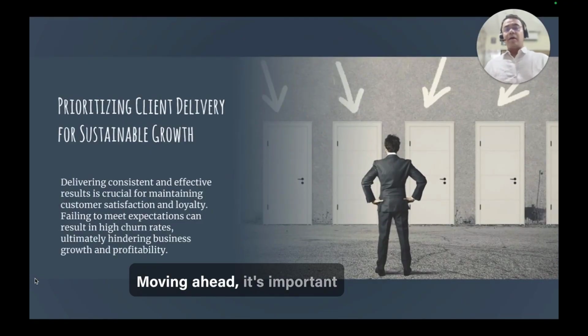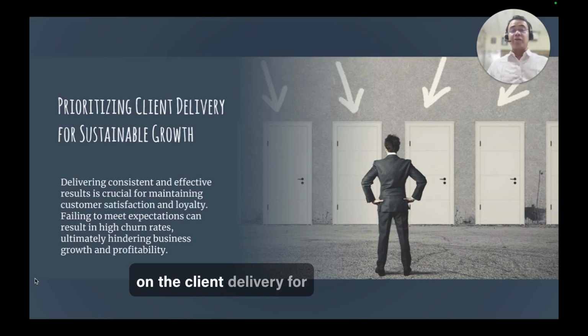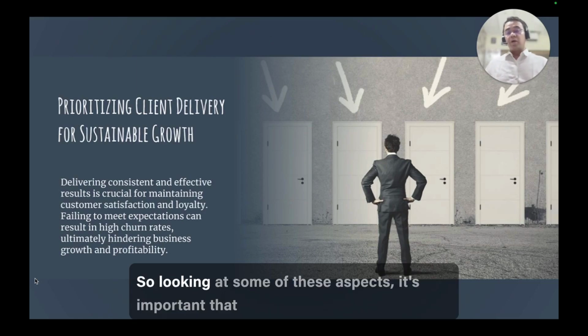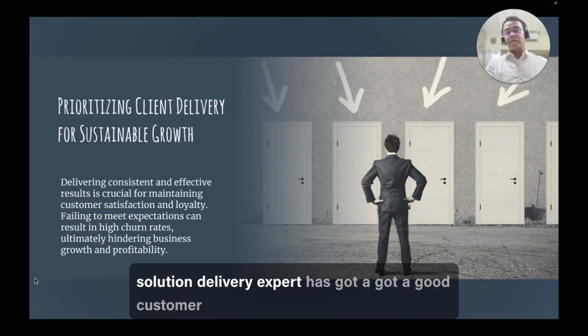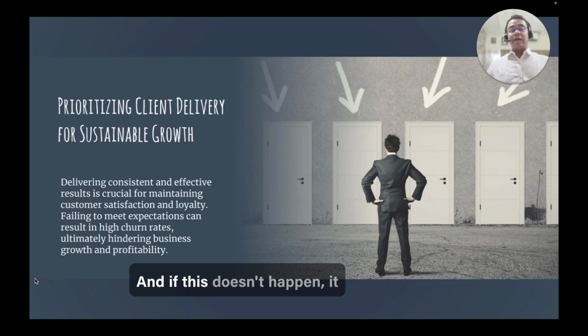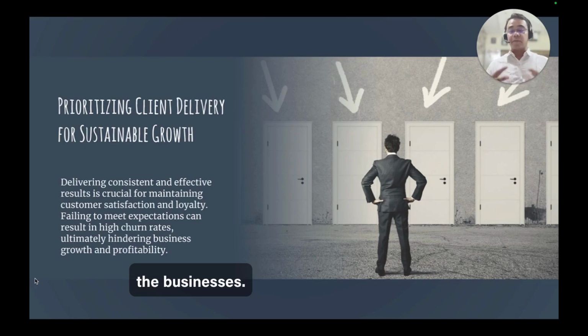Moving ahead, it's important for an organization or the service provider to prioritize client delivery for sustainable growth. So, looking at some of these aspects, it's important that the service provider or the solution delivery expert ensures good customer satisfaction and loyalty. And if this doesn't happen, it leads to a cascading effect because ultimately it increases the churn rates, which is the dropout of customers from working with you, and ultimately it hinders the overall business growth and productivity.